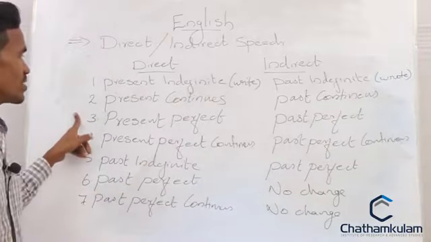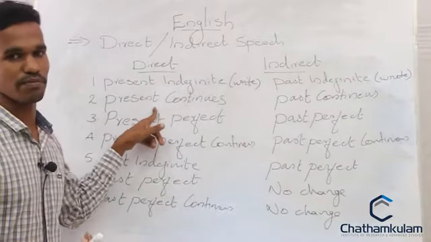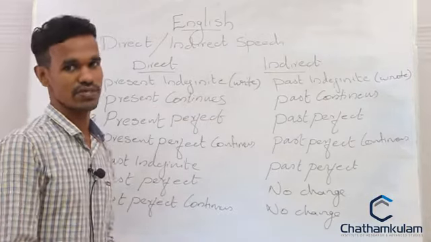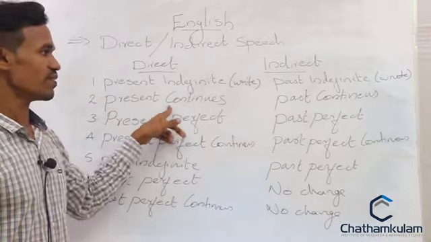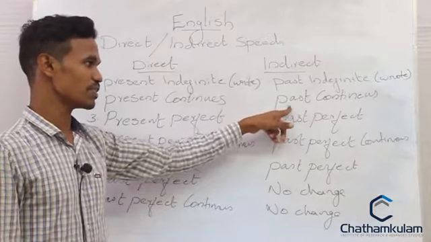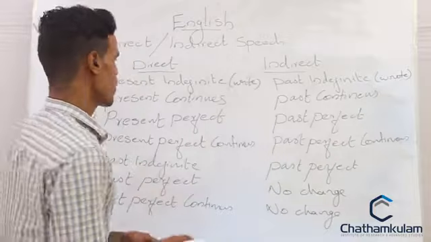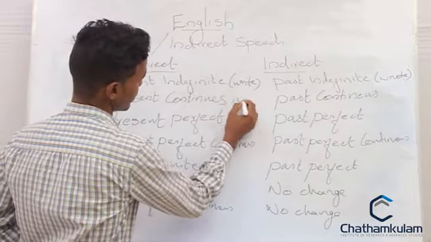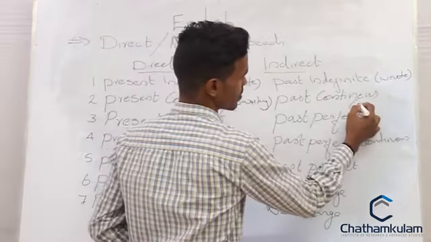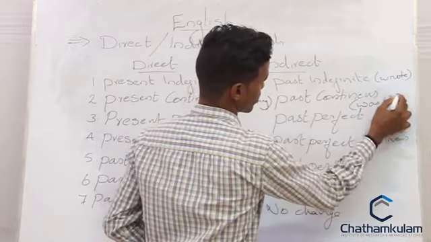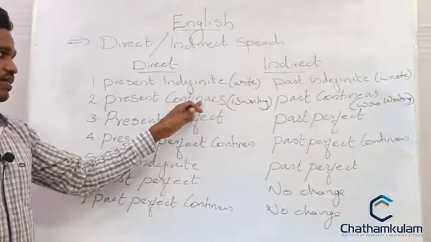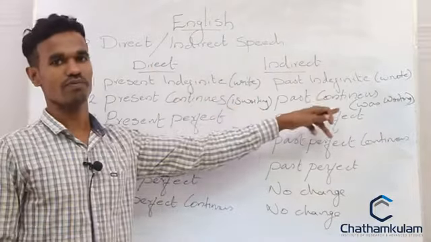Coming to the second rule, that is present continuous. Present continuous means something is happening right now, and normally we add -ing as a continuous tense. So present continuous in direct speech will be changed in indirect speech into past continuous. For example, if the present continuous is writing, what will be the past continuous? Was writing. It is a continuous tense, so is writing will be changed into was writing.